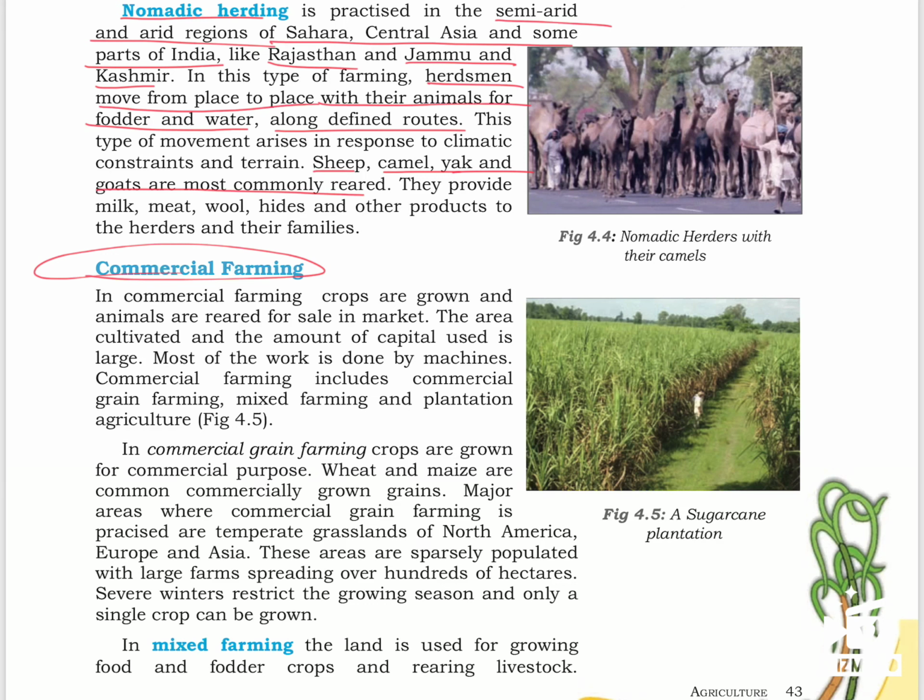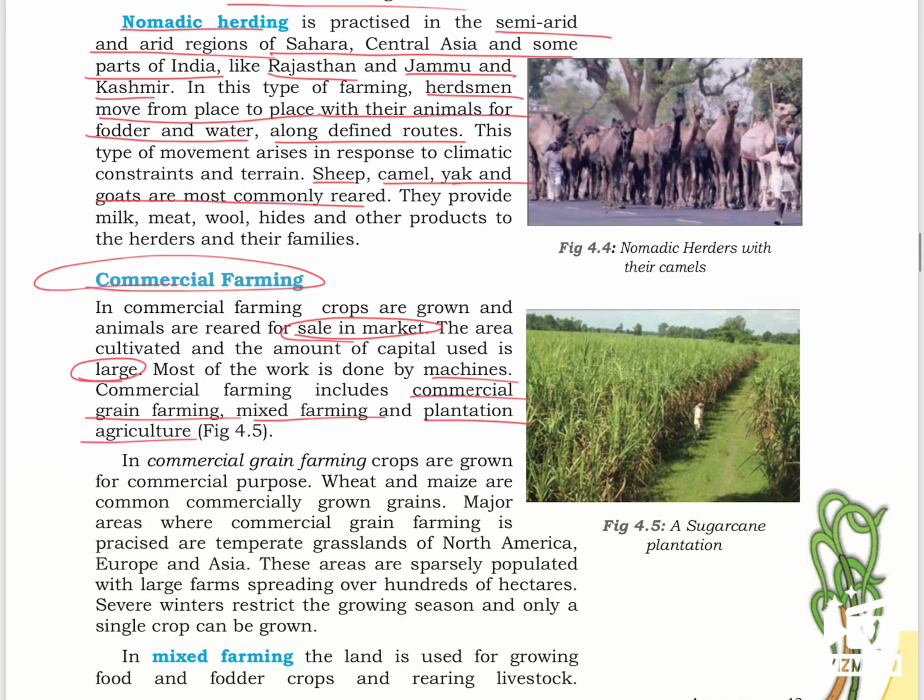Next we have commercial farming. In commercial farming, crops are grown and animals are reared for sale in the market. The area cultivated and the amount of capital used is large. Most of the work is done by machines. Commercial farming includes commercial grain farming, mixed farming and plantation agriculture.